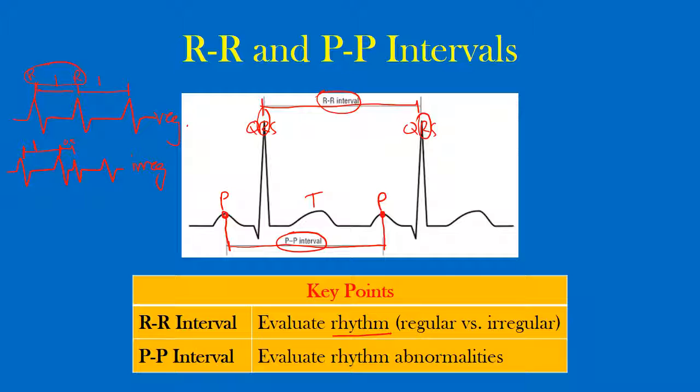So the main thing of this slide is just to know what is the RR interval. So the distance, or this length between the R wave of one QRS complex to the next one, and the PP interval from one P wave to the next, the same point. That's the PP interval.